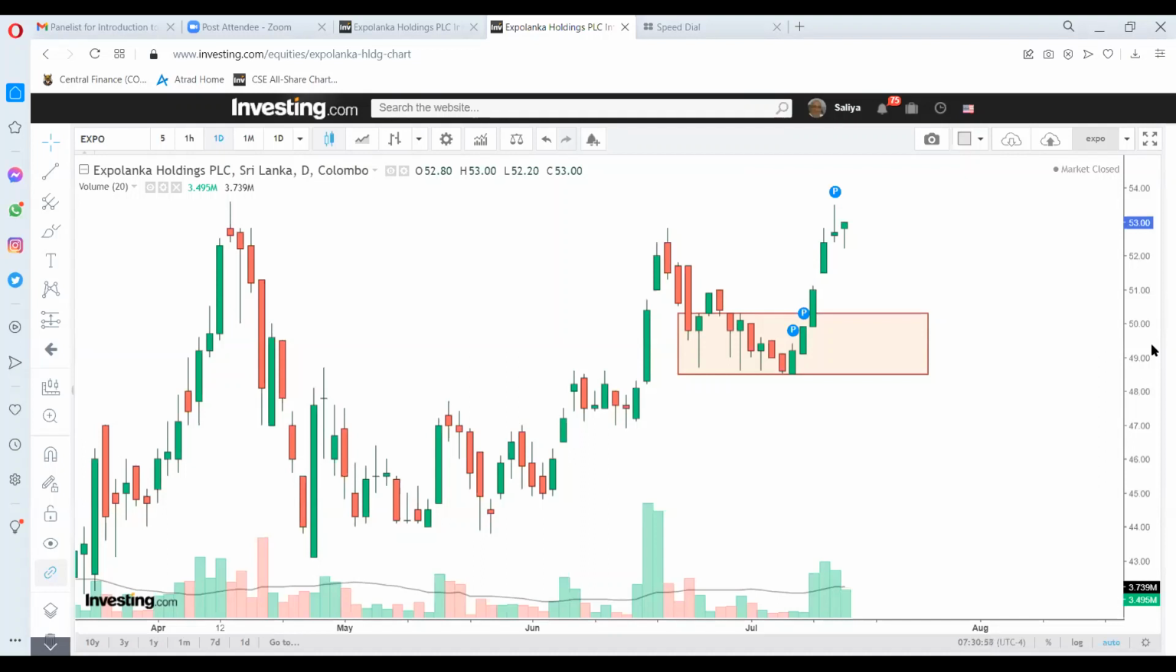And the volume today is 3,495,000 shares. Average is 3,739,000 shares. It'll be interesting to see the psychology behind the ones who are collecting now.